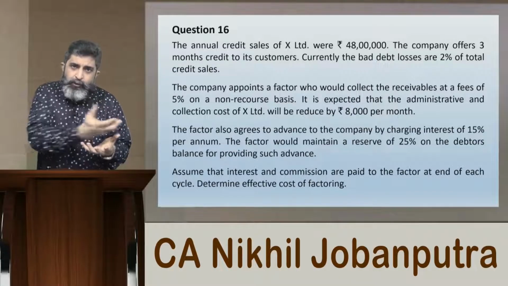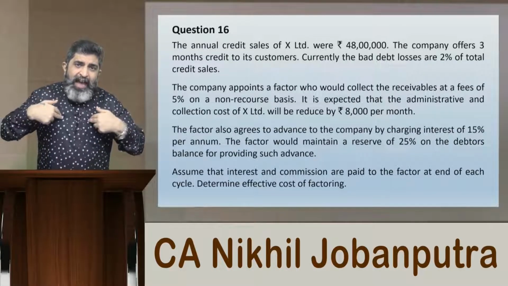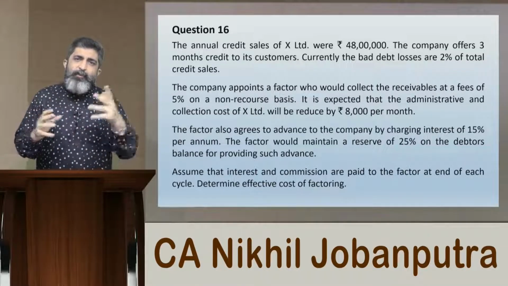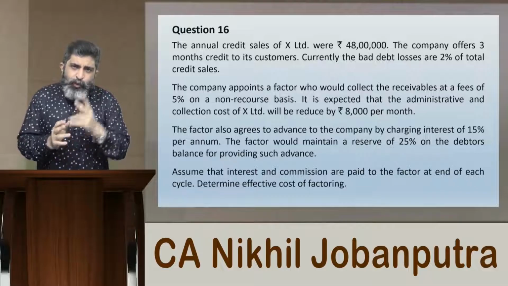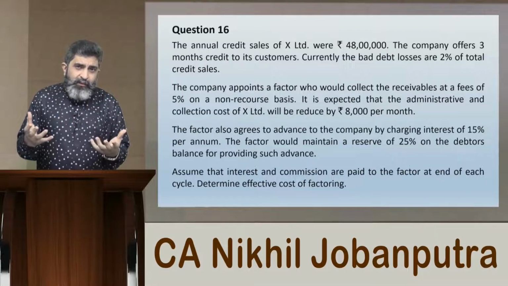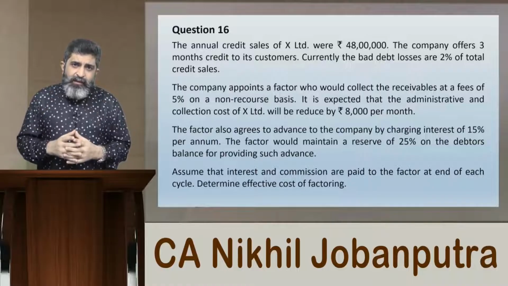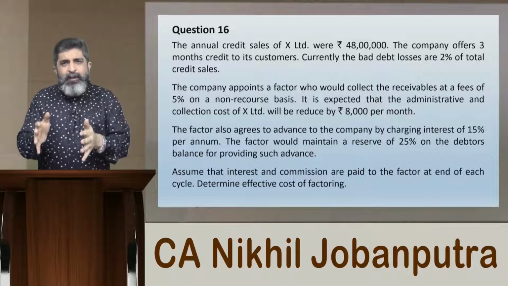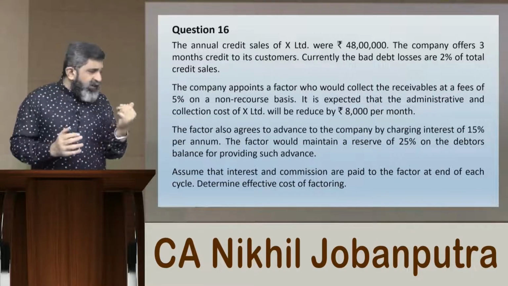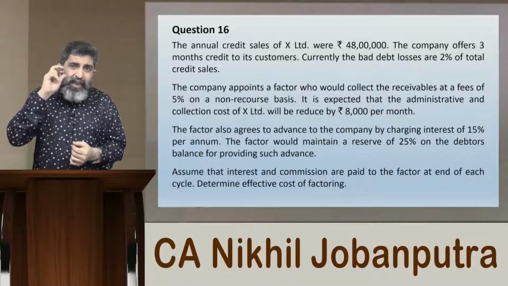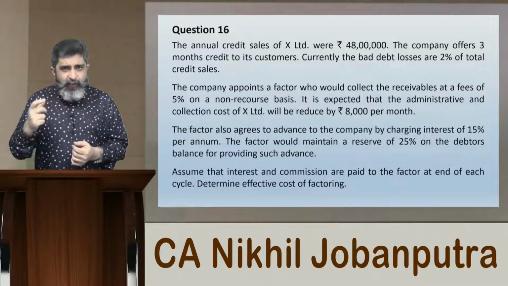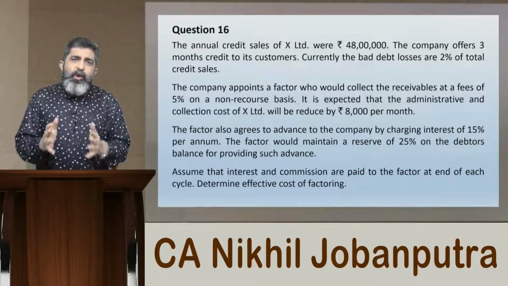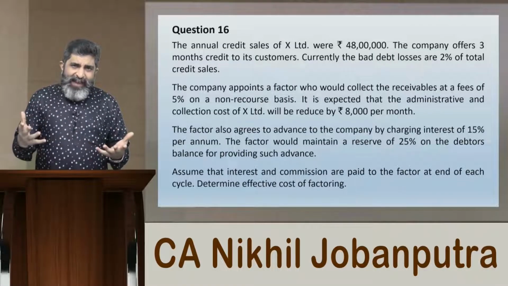So actually speaking, throughout the year, the company will have advance of that 9 lakh rupees, and on that the company will have to pay interest. Now you can have two different ways of computing all the required calculations. One is on a per cycle basis, or one will be for the entire year. In this question, they have asked you to compute the effective cost of factoring for the year, not for one cycle, for the entire year. So you can directly go for the cost of factoring calculation for the entire year.